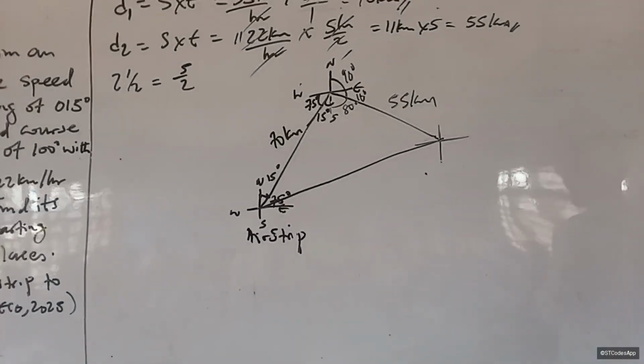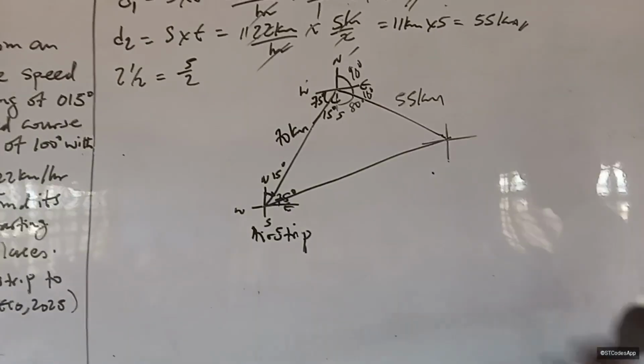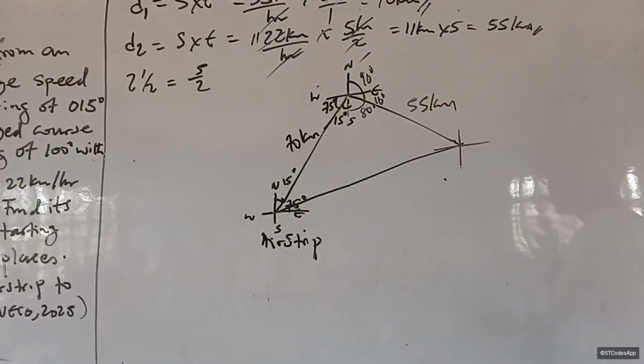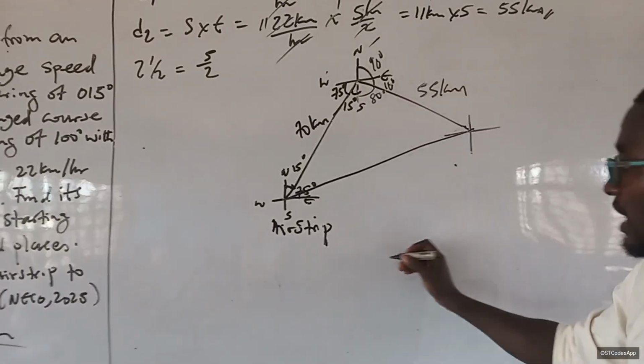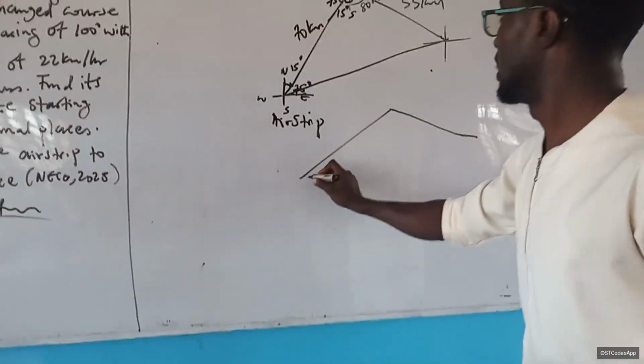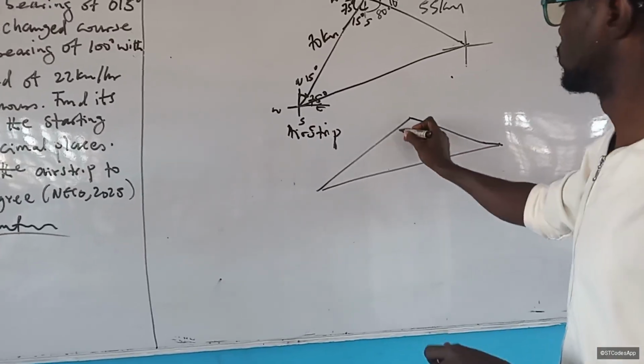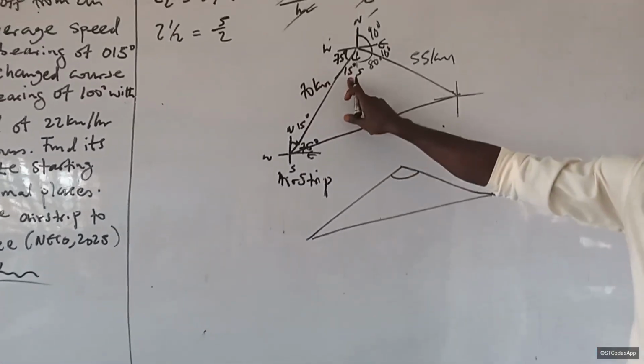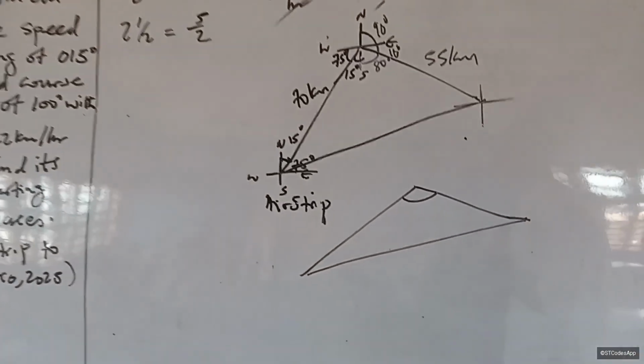So having drawn this, what do you realize from this? We can sketch this out to have a complete triangle. You can sketch this as this, like this. The total angle here is 15 degrees plus 80 degrees. That gives us what?